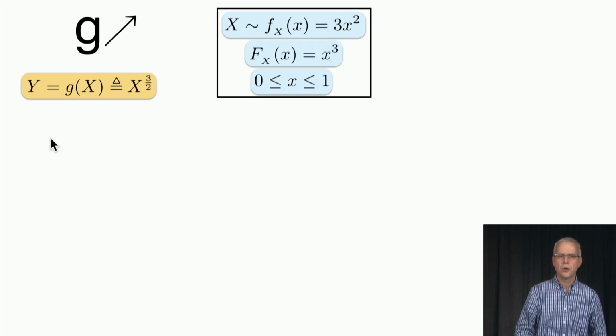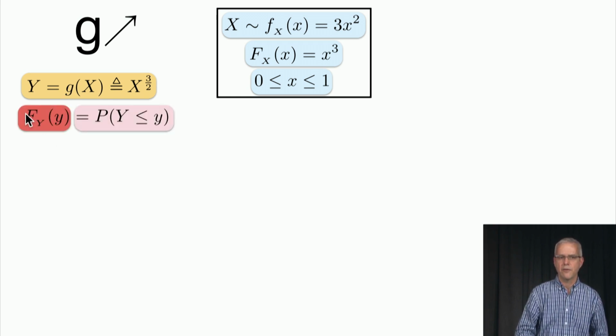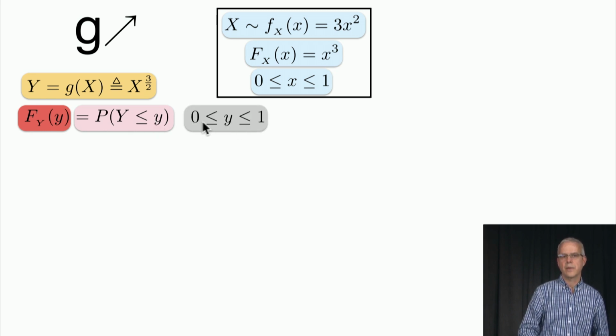We're interested first in calculating the CDF of y, which is just the probability that y is less than or equal to some value y. Because x is distributed between 0 and 1, y is also going to be distributed between 0 and 1, because y is x to the 1.5. Any number between 0 and 1, raised to the 1.5, gives you a number between 0 and 1. So we're only interested in y's that are between 0 and 1. Below that, F of y is 0, and above that, F of y is 1.